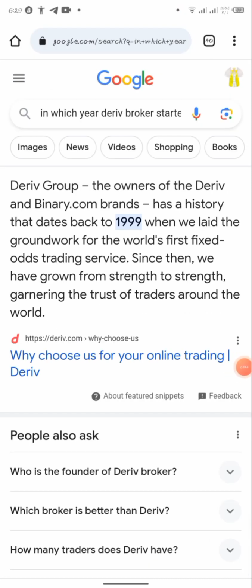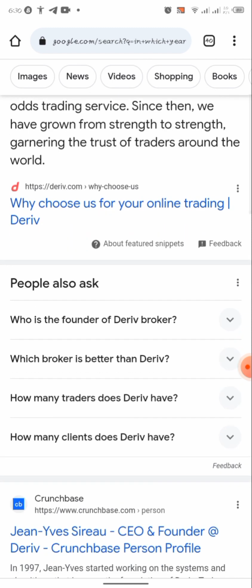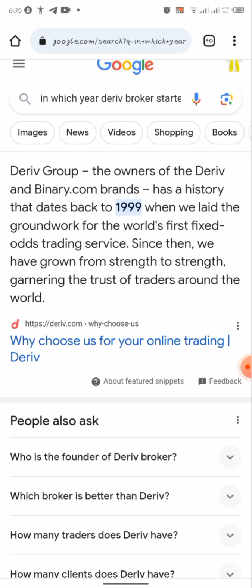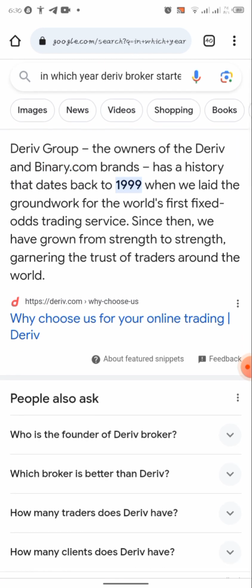So here it is. I'm searching which year the Deriv broker started. So I think there's the owner of this Deriv broker and Binary, because they have been called Deriv. I think that was 2015. But back in 1999, when they started, they started with binary.com, which you are seeing right there. They started with this name, binary.com. They have been going since 1995, which means it's been, let's say, 22 years now since they started their journey.